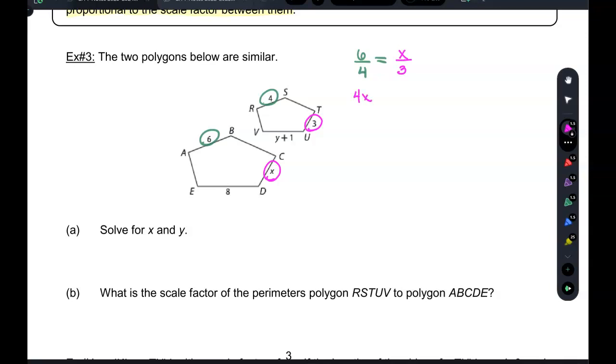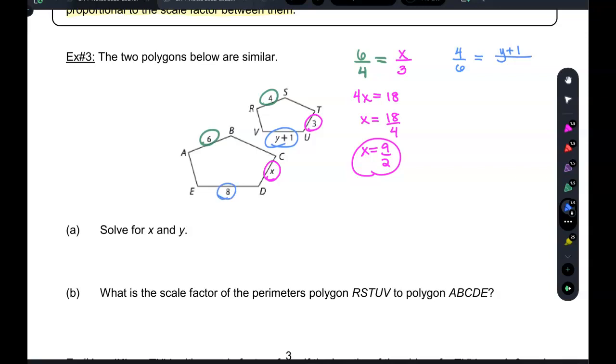Let's cross multiply. And we get 18 over 4, or 9 over 2. Let's do the same thing, but let's do y. So maybe this time I'll do 4 over 6. So 4 over 6 equals y plus 1 over 8. So let's cross multiply. 6y plus 6 equals 32. 6y equals 26. And we get y equals 13/3.